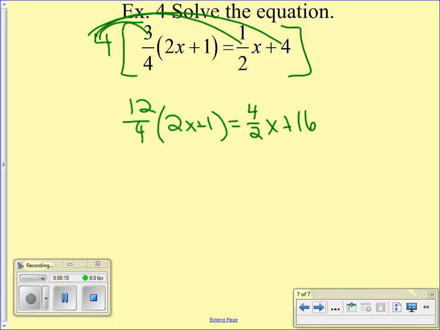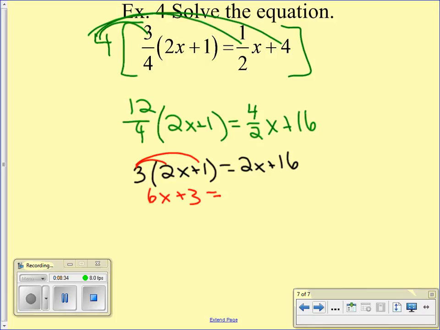Now I can reduce my fractions to eliminate the fraction. So I get 3 times the quantity 2x plus 1 equals 2x plus 16. And now that I have all whole numbers, that is the time I want to distribute. So I'm going to distribute the 3 in and get 6x plus 3 equals 2x plus 16. The 3 gets only distributed to the parentheses.